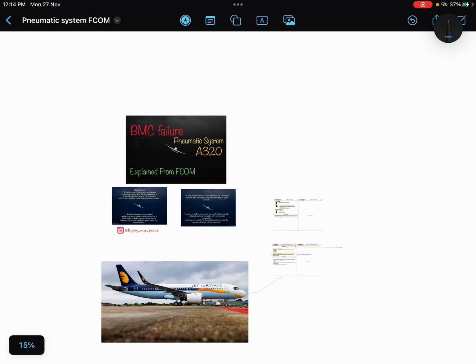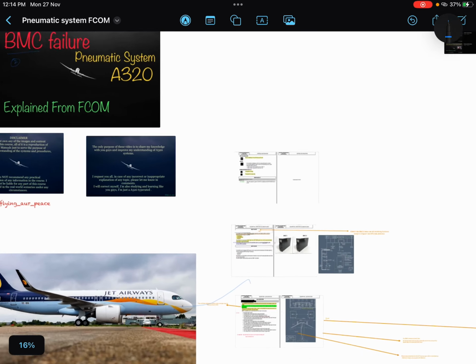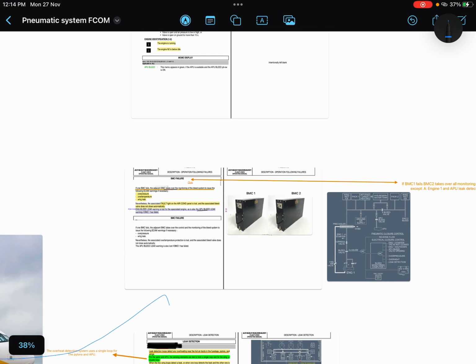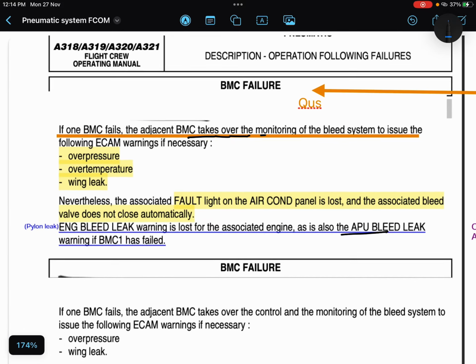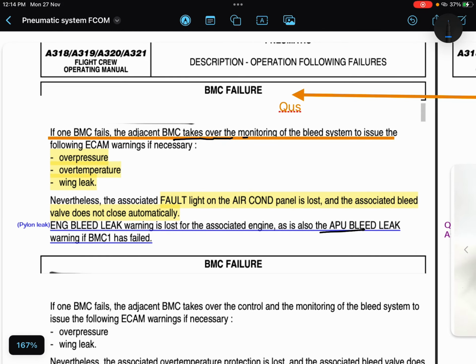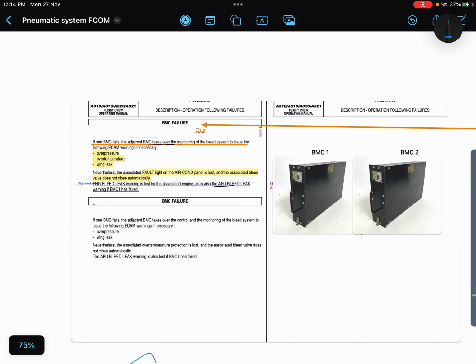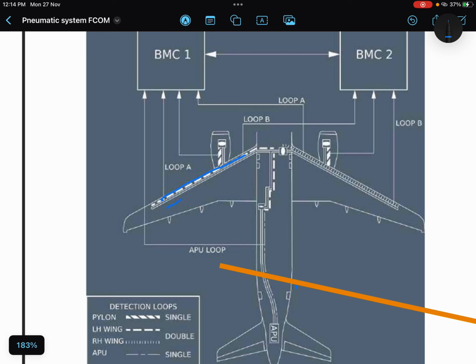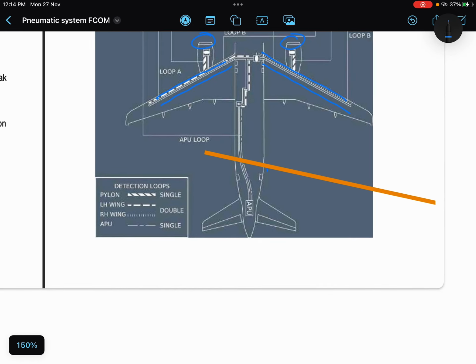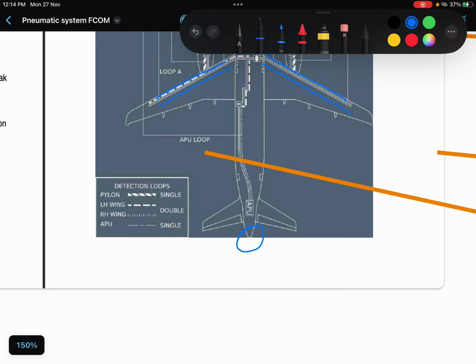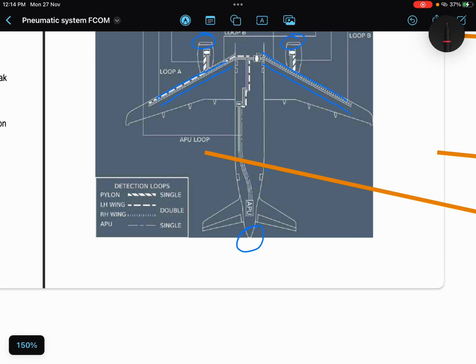So guys, first of all let me tell you about the BMC failure, and then we will see what is written in your books. It is very short information which is given in your book, but it is very important. I need to explain it to you first. So there are two loops for the wings to detect the leak. There is only one loop to detect the pylon leak, and there is only one loop for the APU, right?